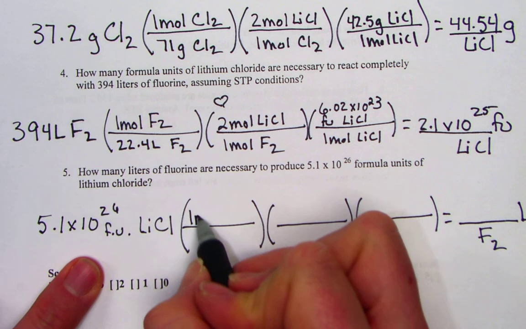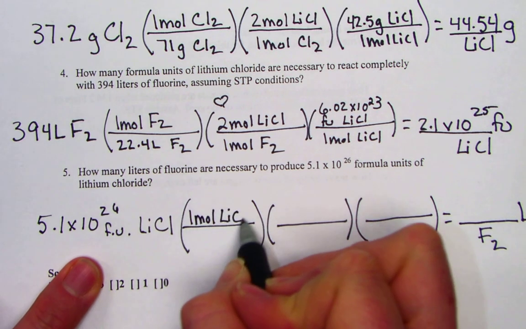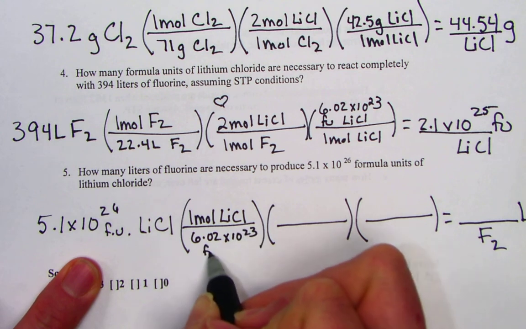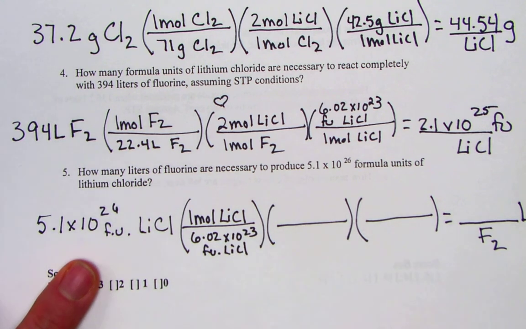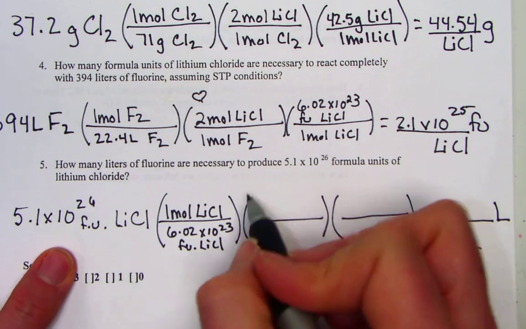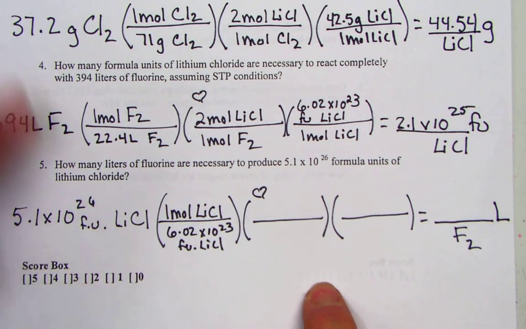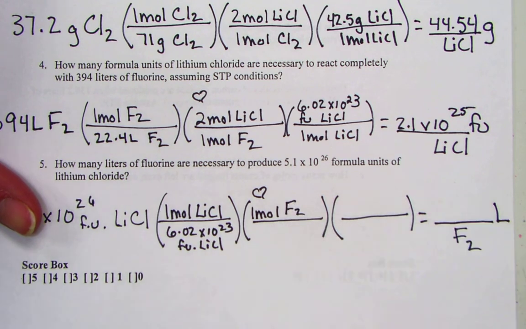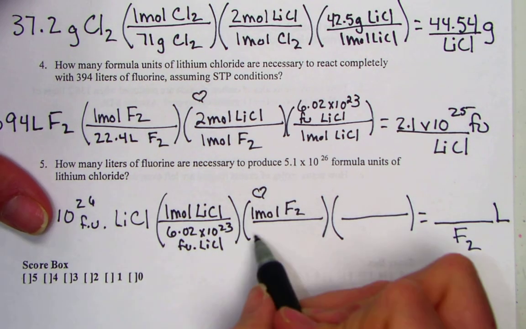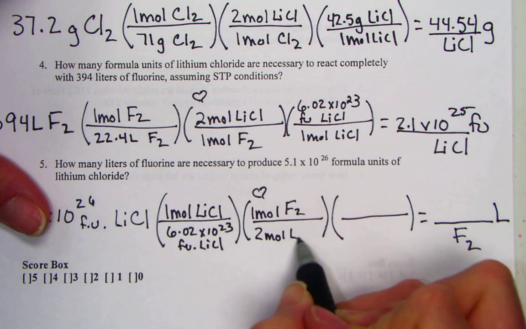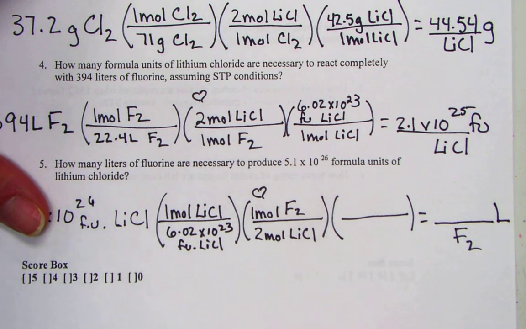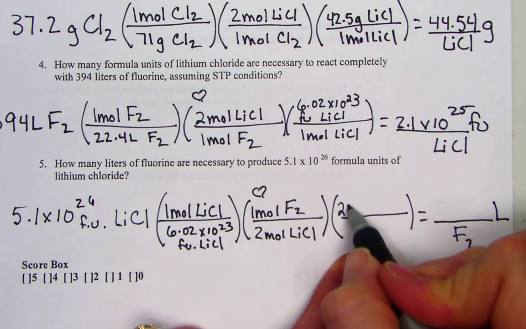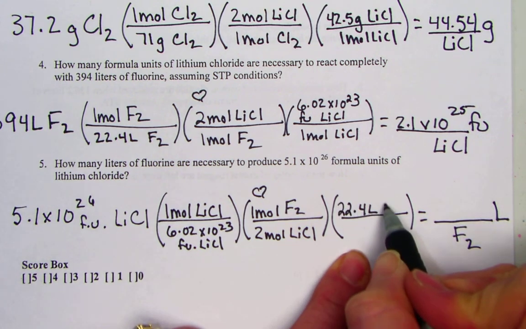In our first conversion factor, we'll say 1 mole of lithium chloride would have an Avogadro's number of formula units of lithium chloride. The ratio of want over given. We want fluorine, its coefficient is a 1. From the lithium chloride, its coefficient is a 2. To bring it out to volume in our third step, we'll use the molar volume of 22.4 liters of fluorine.